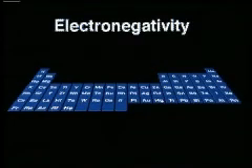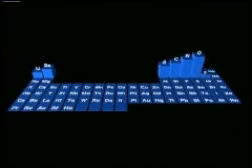The electronegativity of an element is a measure of the capacity of the element to attract electrons to itself in bonding with other elements. Electronegativity increases as we move from metallic to non-metallic in character, that is, as we move from left to right across the periodic table.